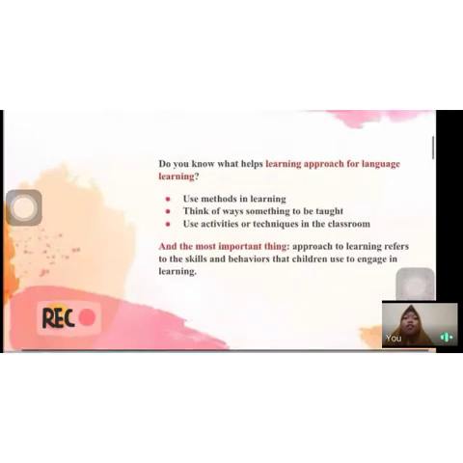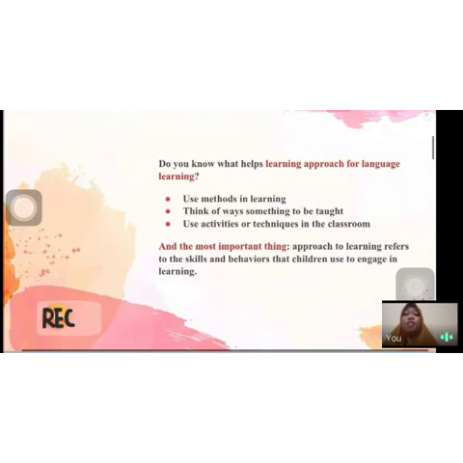Then, do you know what helps learning approach for language learning? The first one is to use methods in learning. The second one is to think of ways something is to be taught. And then the third one is to use activities or techniques in the classroom. The most important thing is that approach to learning refers to the skills and behaviors that children use to engage in learning.